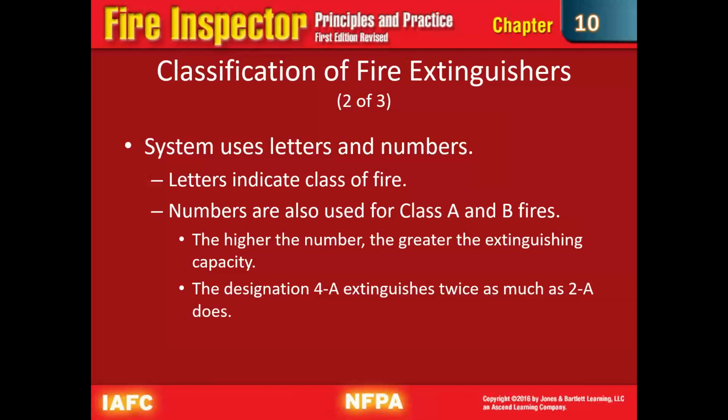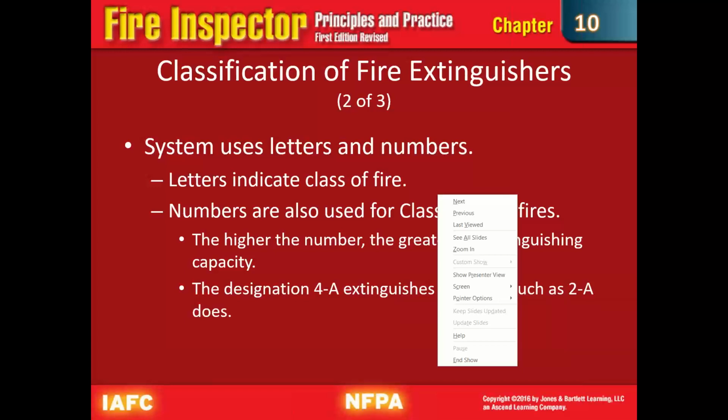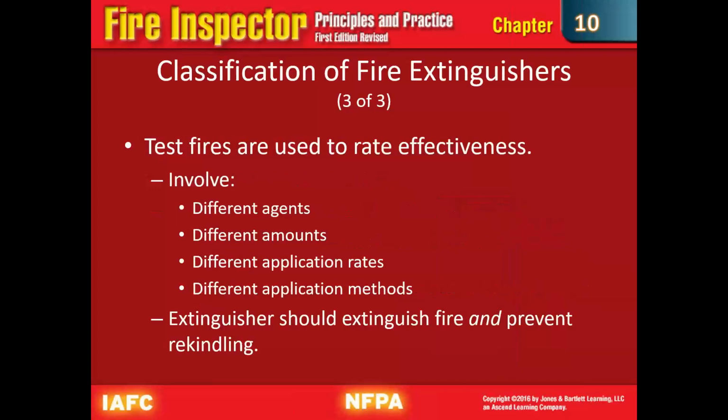You're going to see more of your A, B, C. That's kind of like the standardized system that you'll see as an inspector. But you kind of see it as, like, a 4A has twice as much as a 2A. You'll also hear it in poundage, like a 10 pound, 5 pound, 20 pound, and so on and so forth.